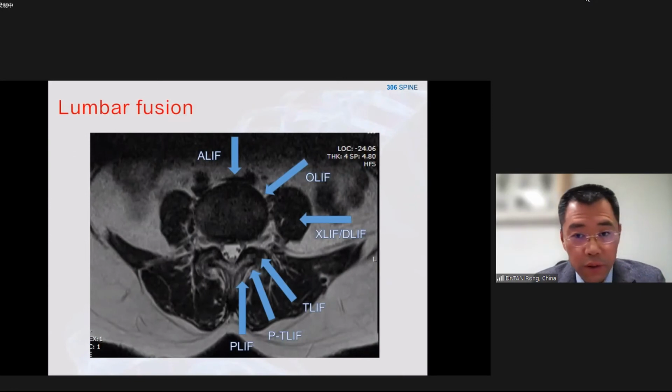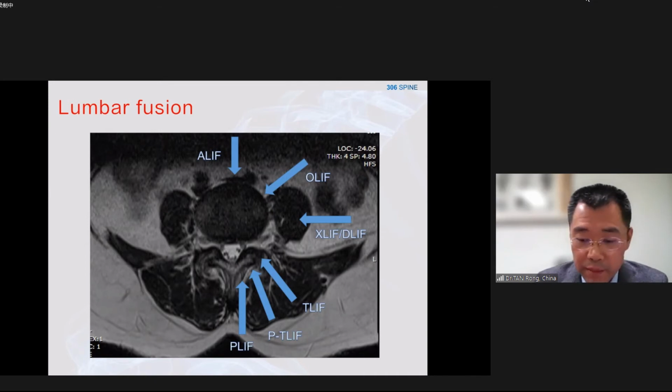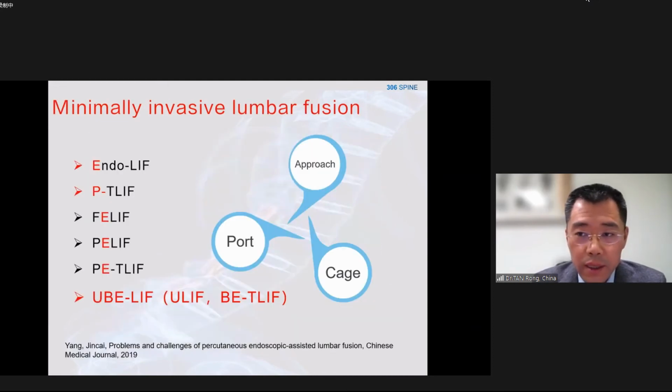Before I perform this technique, I like to check some literature. Nowadays, we have many kinds of techniques to do the lumbar interbody fusion, like A-LIF, O-LIF, X-LIF, P-LIF, and T-LIF. There are some differences between these techniques. Most of the difference is the approach, the number of portals, and what kind of cage they use.